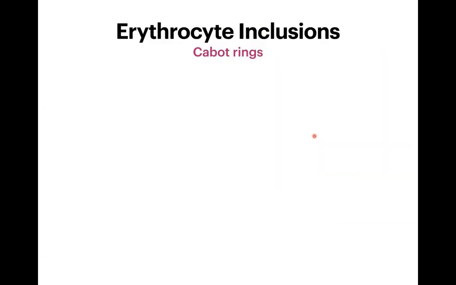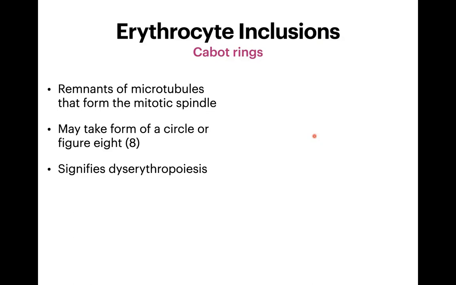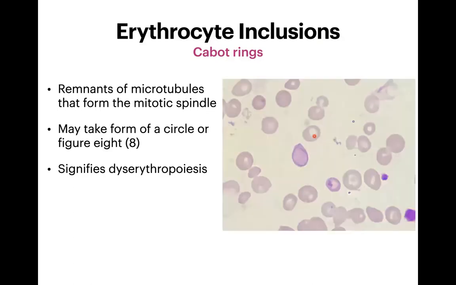Okay, so another type of RBC inclusion is Cabot ring. We were taught that this was an artifact. Yes, this is an artifact, but this also indicates dyserythropoiesis. The rings are actually formed by the remnants of microtubules that form the mitotic spindles. So they may take the form of a circle or a figure 8. And like I said, they signify dyserythropoiesis. This is an image of a polychromatophilic cell, and here you are seeing this nice Cabot ring inside there.